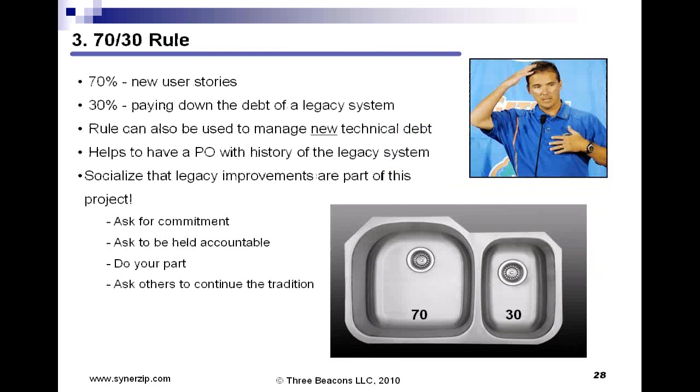Number 3 technique, managing legacy technical debt, is use this 70-30 rule. It's analogous to patting your head and rubbing your stomach at the same time. You might take an approach of either 80-20 or 70-30 that says, okay, for our new feature development on this existing legacy code base, 70% of our effort will be around new user stories or new features. 30% will be around paying down the debt of a legacy system.